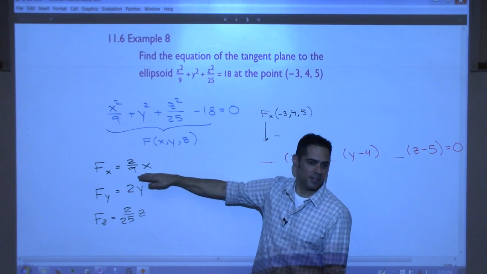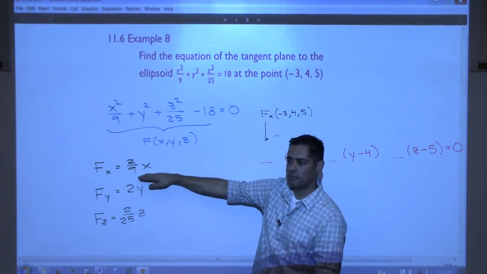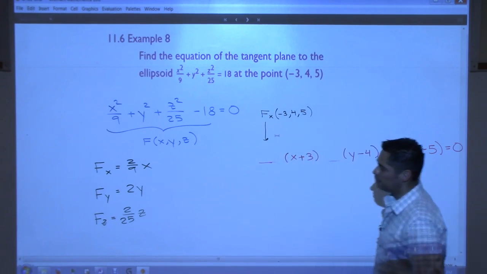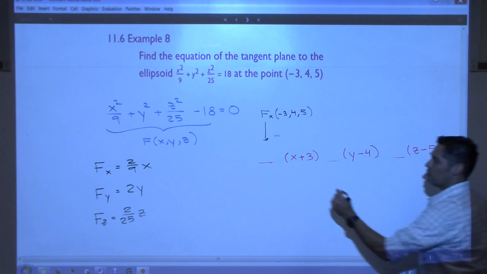But it only has x in it, right? So all I have to do is plug in -3. Let's plug -3 in right there. What do you get? -2/3. So this is -2/3.